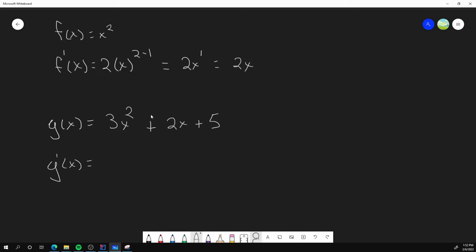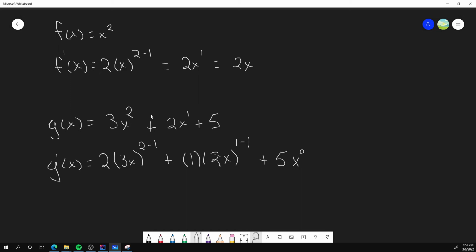So we have 2 times 3x to the power of 2 minus 1 plus 1 times 2x, because remember there's a 1 here, so we multiply 1 by 2, I should have put 2x, hold on, 1 times 2x to the power of 1 minus 1, which we know is 0, and then plus 5 times x to the power of 0.